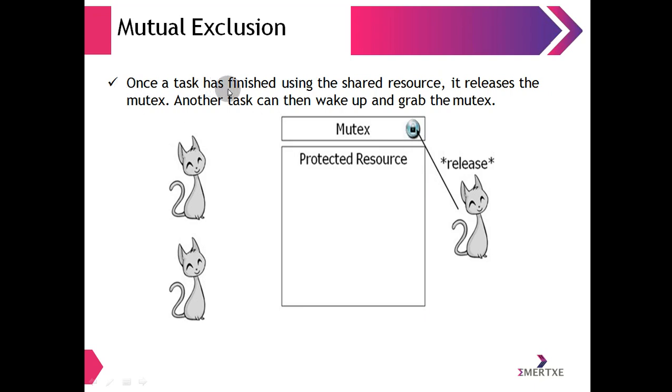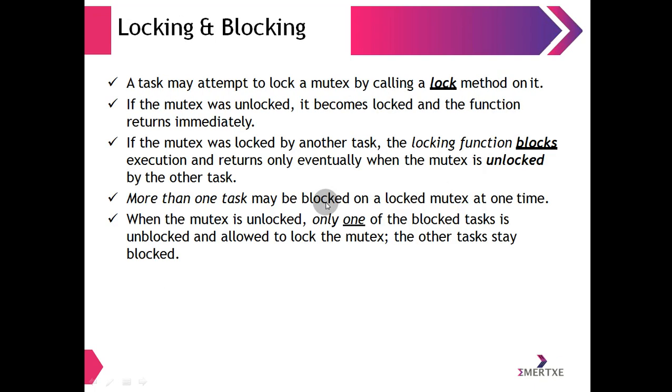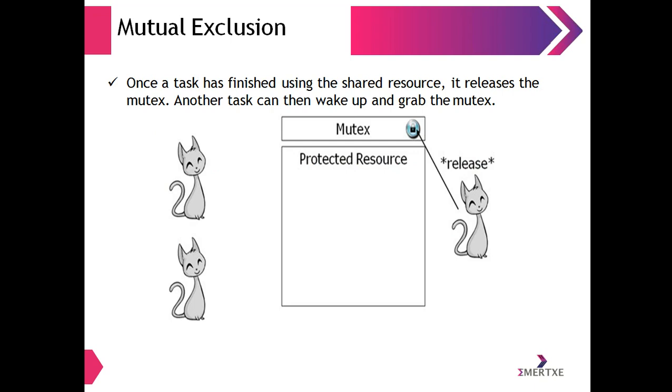Once the task has finished using the shared resource, it releases the mutex, and another task can then wake up and grab the mutex. So suppose this mutex has been freed up, one of the two tasks will get the mutex as a token to get into the critical section. So this is how mutual exclusion works, and this is the significance of mutual exclusion. Let's go to the next slide.